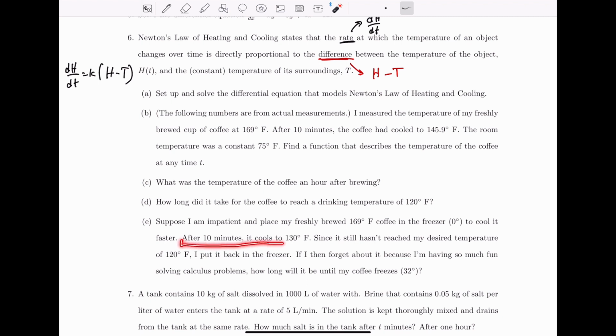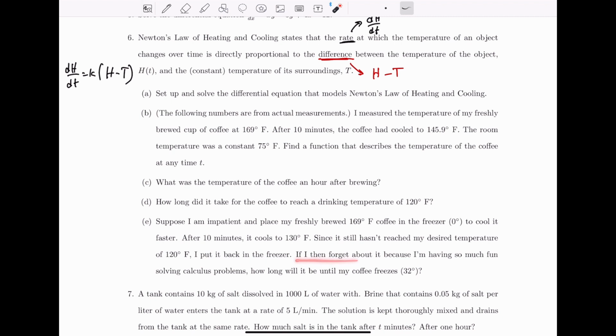After 10 minutes now I measure the temperature, and before, after 10 minutes at room temperature, it was 145.9. Now, much colder, 130 degrees. So it's still not quite at my 120 degrees that I'm looking for. So since it still hasn't reached my desired temperature, I put it back in the freezer.